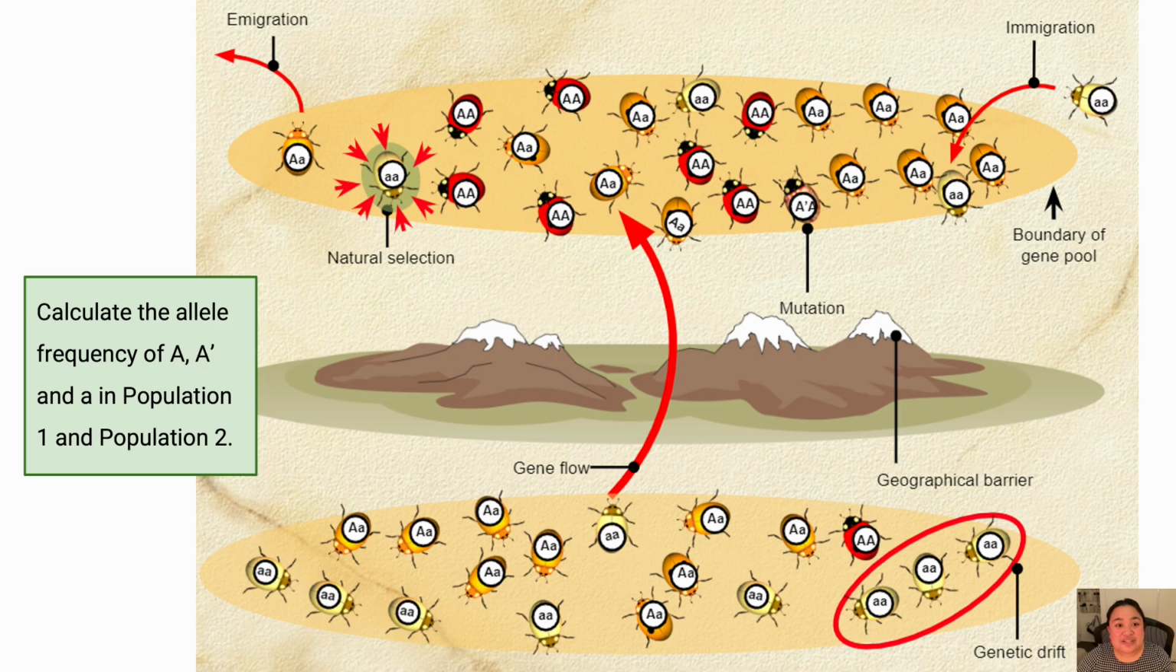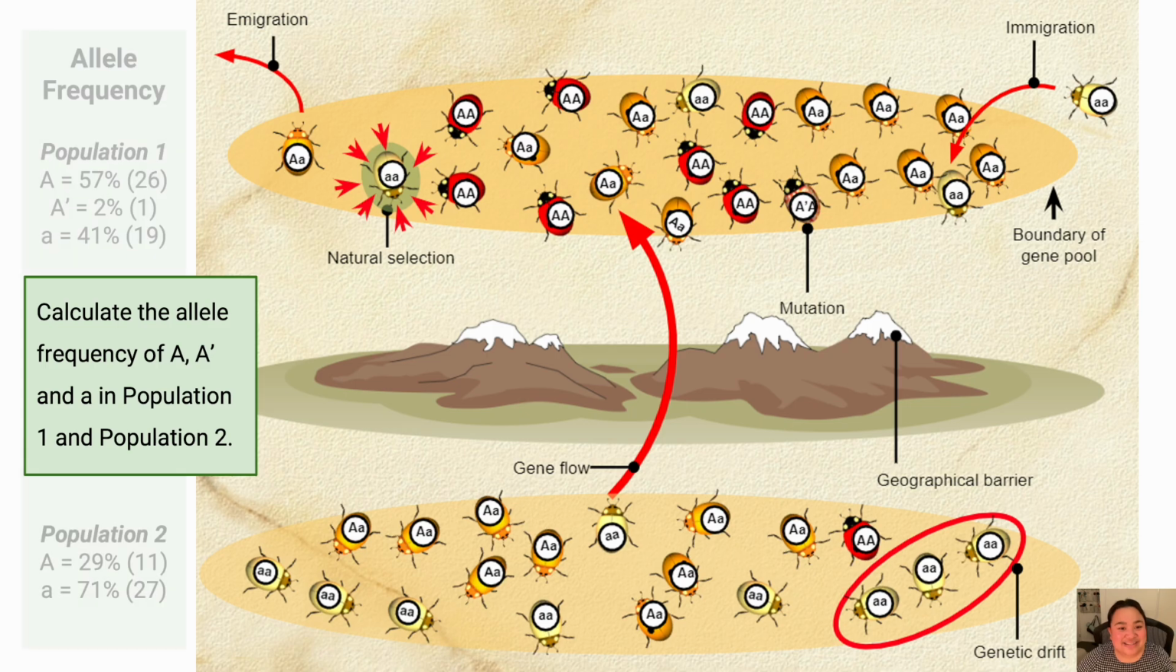Now it's your turn. Pause the video to calculate the allele frequencies of these 3 alleles: big A, A apostrophe, and little a. There are also 2 populations that you need to calculate for, population 1 and population 2. Make sure you show your working, and I'll put up the answers in a few seconds, so pause the video now.